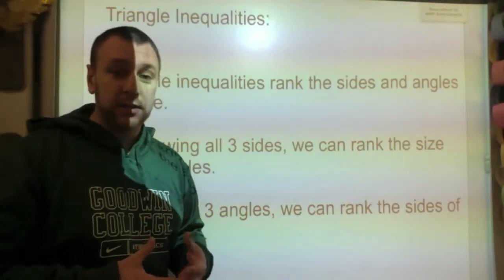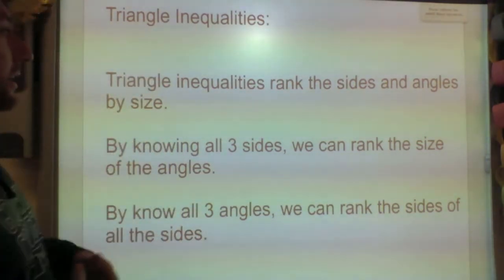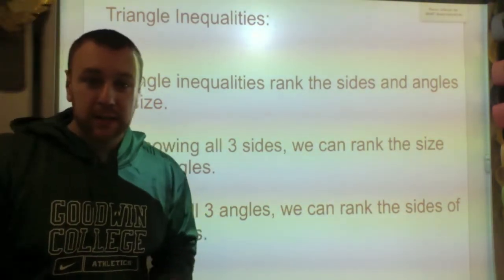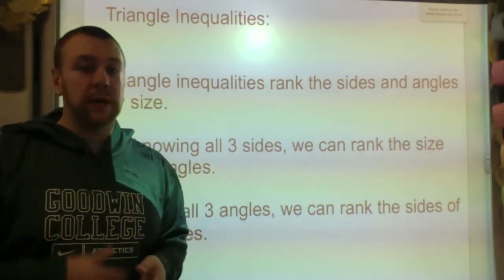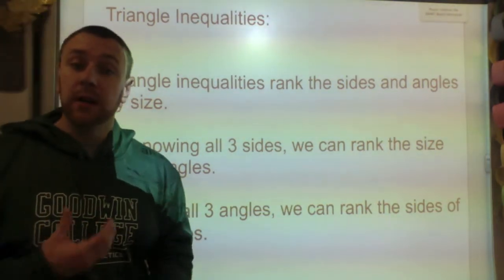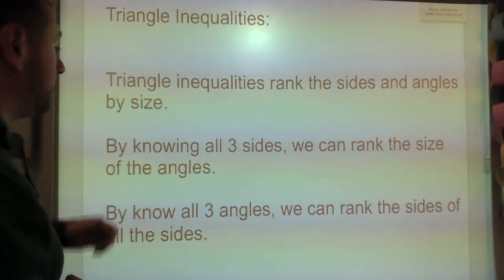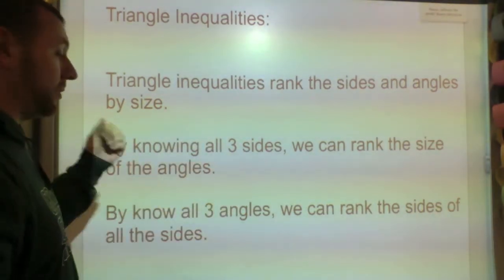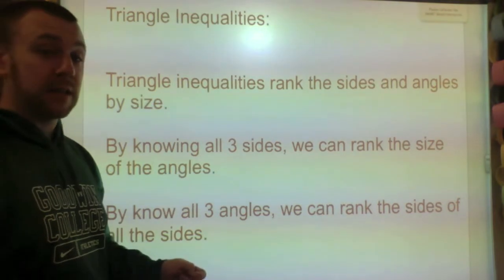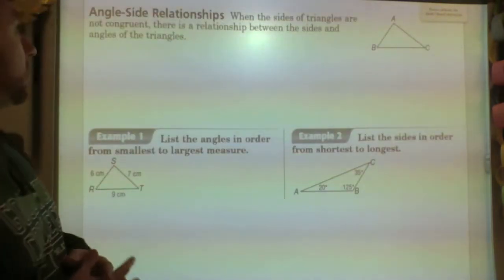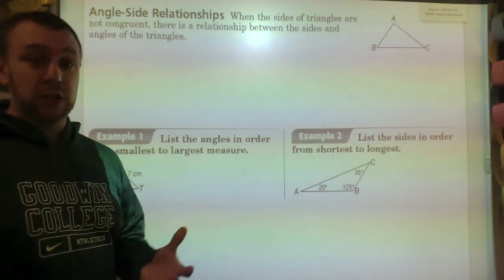Triangle inequalities. Okay, they rank the sides and the angles by size. We don't know the definite size of the side, so we don't know if one's 5 or 6 centimeters. But we can tell which one's bigger and which one's smaller. By knowing the sides, we can rank the angles, and if we know the angles, we can rank the sides. So this is called angle and side relationships.